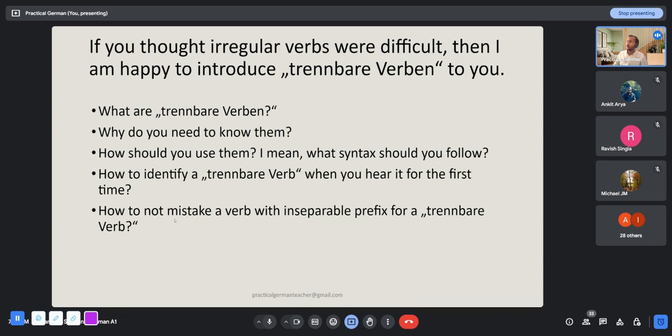Then also there are some verbs which look like trennbar, which look like separable. They can be broken down into two pieces, but they are not. So also how you can avoid making this mistake.